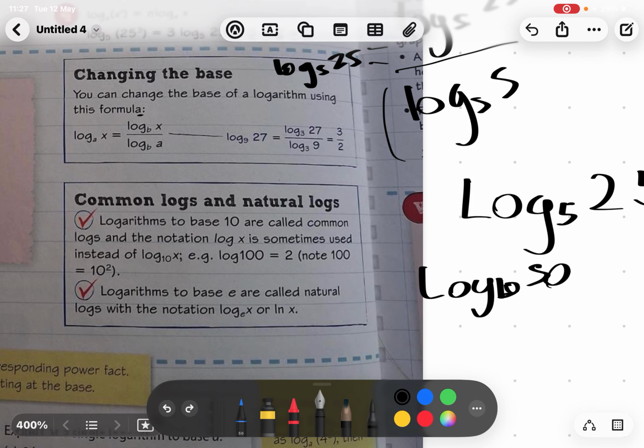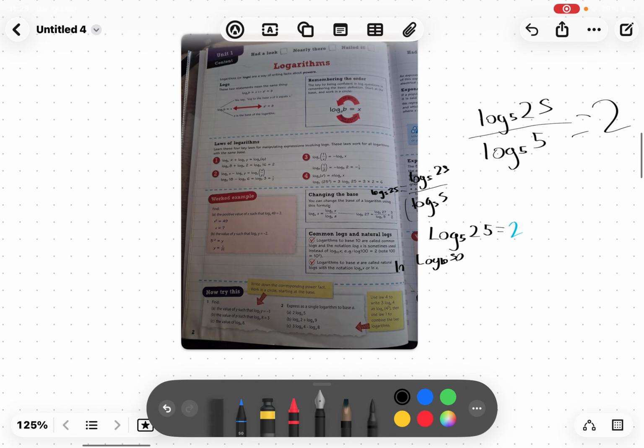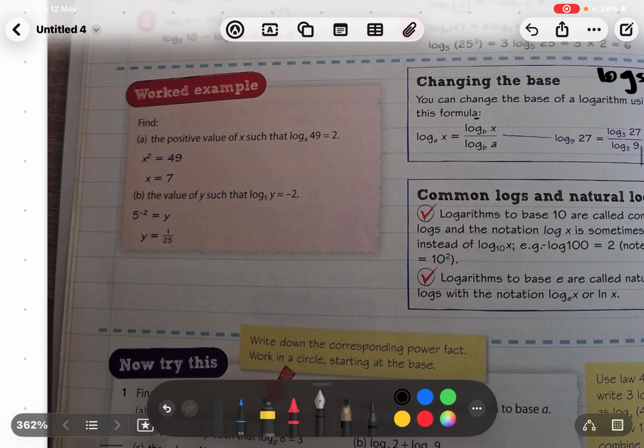And then there's the natural log, which equals log to the base e. So yeah, if you want to understand it better, go on my logarithm video. I don't know how to put the link down below, if I'm honest, but just go check it out. Now let's go back to the question. The positive value of x, such as log.